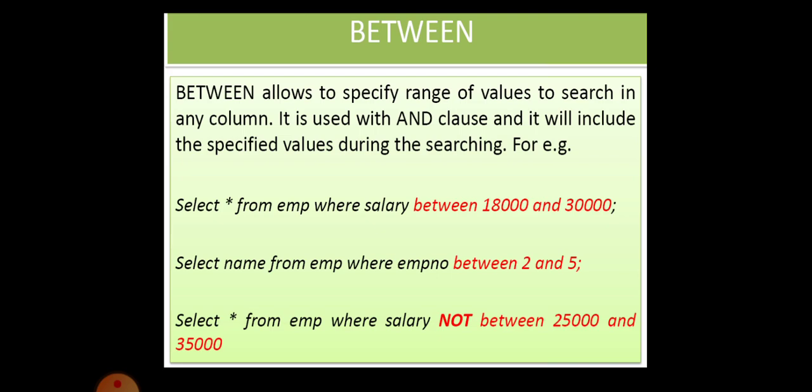Then look at the not given along with between. This syntax is called complementation of the between clause. Select star from employee where salary not between 30,000 and 35,000. Sorry, 25,000 and 35,000. That means it will result only the records of the employees whose salary is not between 25,000 and 35,000. Both the values are inclusive only.